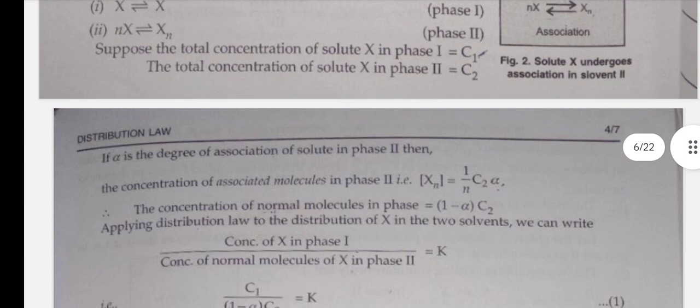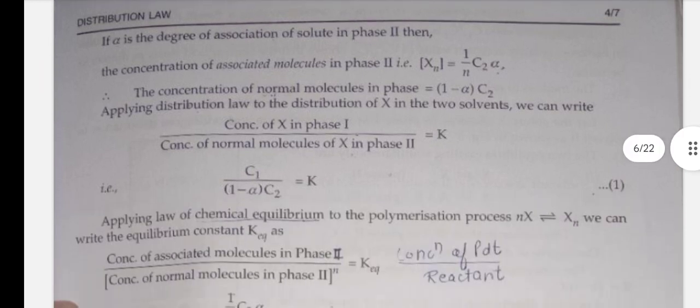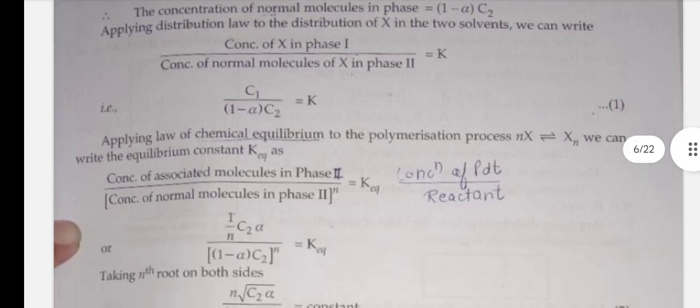Suppose the total concentration of the solute X in phase 1 is C1, the total concentration of solute X in phase 2 is C2. If alpha is the degree of association of solute in phase 2, then the concentration of associated molecules in phase 2 is equal to 1/n C2 alpha. The concentration of normal molecules in phase 2 is equal to (1 minus alpha) C2. Applying distribution law to the distribution of X in the two solvents, we can write concentration of X in phase 1 upon concentration of normal molecules of X in phase 2 is equal to K. C1 upon (1 minus alpha) C2 is equal to K.